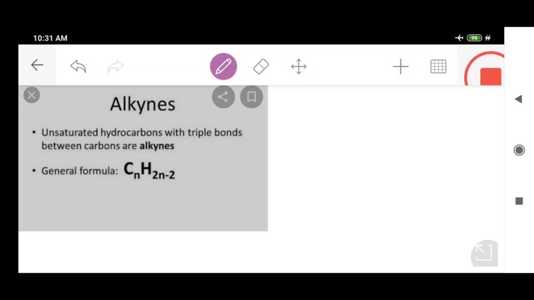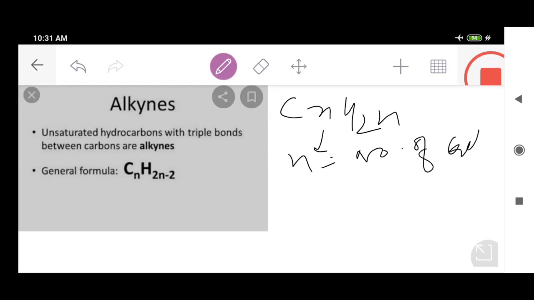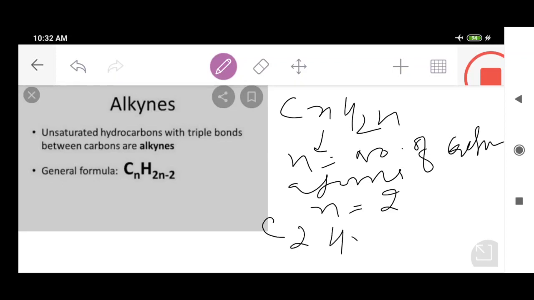Regarding the general formula of these alkenes, I told you the general formula for alkenes is CnH2n. As far as this n is concerned, n is equal to the number of carbon atoms. For example, if we substitute n equal to 2, that means C2H2 into 2, that is C2H4. This was one of the members of this alkene series.